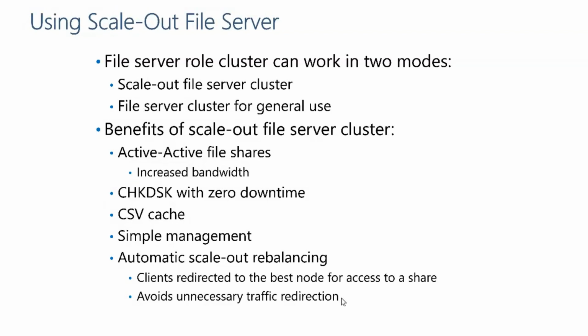So we can do CHKDSK. CHKDSK is like scan disk with zero downtime, so we can check one of the copies without turning off both copies. We can do one at a time. We can also use a CSV cache, that's a cluster shared volume. It's simple management, and there's automatic scale-out rebalancing, where clients are redirected to the best node for access to the share, which avoids unnecessary traffic redirection. So basically, the clients are sent to the best node at that point in time instead of going to just one node and then being redirected.